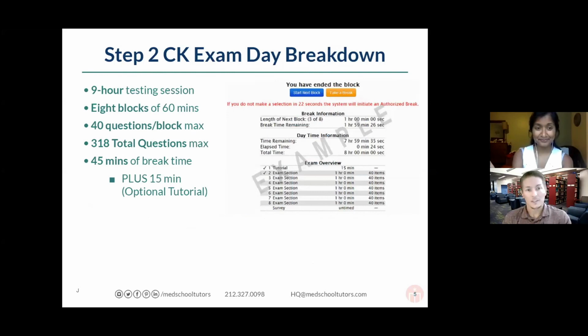Now, as far as the exam layout, Step 2 is very similar to Step 1, except a little bit longer. For those of you who have taken Step 1 already, which I presume is most of you, but that's okay if you haven't, Step 2 is a 9-hour exam. You're going to have 8 blocks of questions, and each block has a maximum of 40 questions. They could have slightly fewer, 39, 38, 37 per block. As a result, the total number of questions that can show up on the exam is 318 maximum. So it's not an even division of 40, because some blocks will have slightly fewer questions.